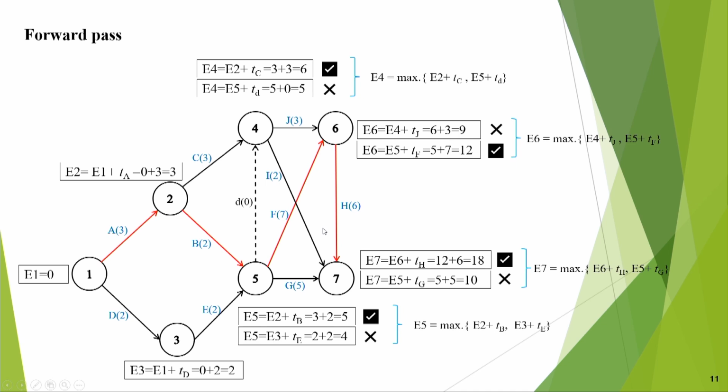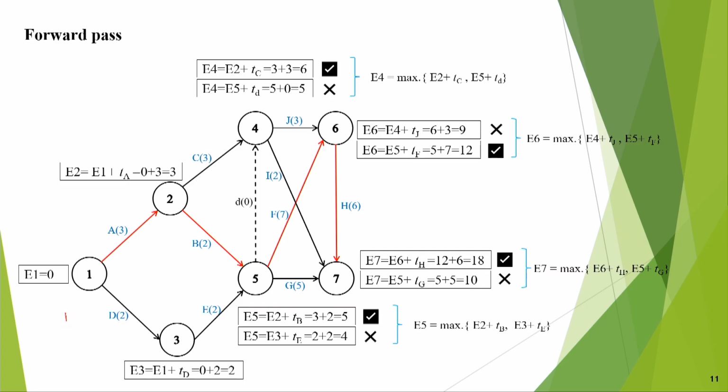Now, you can do the forward pass and the backward pass. It is written in a very systematic way. Suppose event 1 is starting, earliest time is 0, then earliest time of event 2 is E1 plus TA, 0 plus 3, that is 3. But let me do it as I will do in the exam, in a little bit faster way. So, let me just do that.